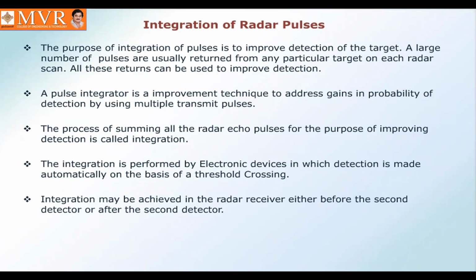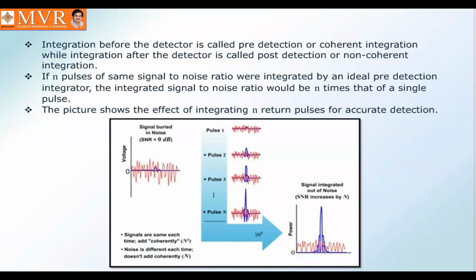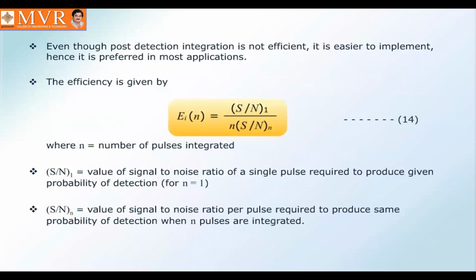The purpose of integration we have already seen. The integration can be done at two times, that is pre-detection as well as post-detection. Even though the post-detection integration is not as efficient, it is easy to implement, hence it is preferred the most. Most of the signals are integrated after the post-detection.